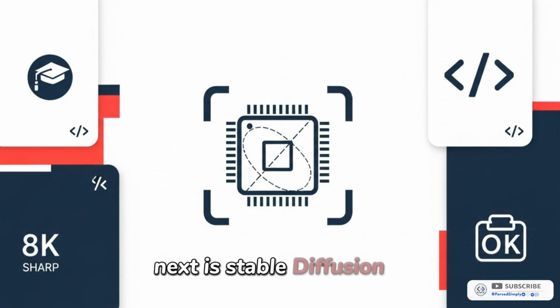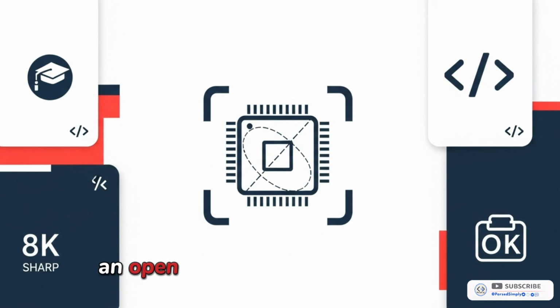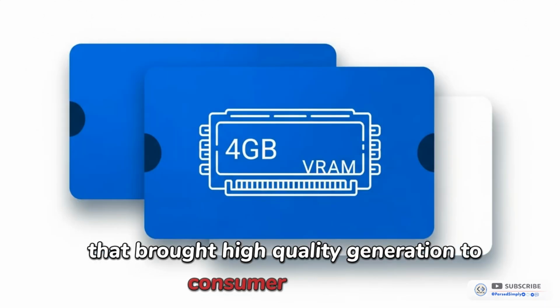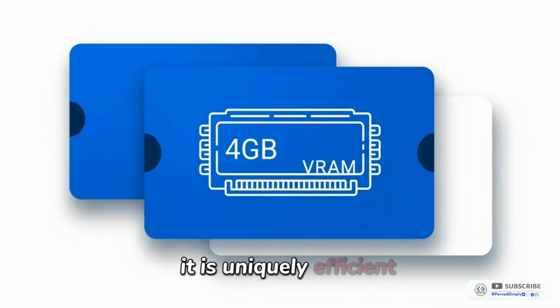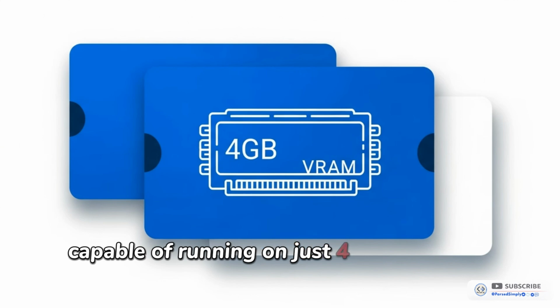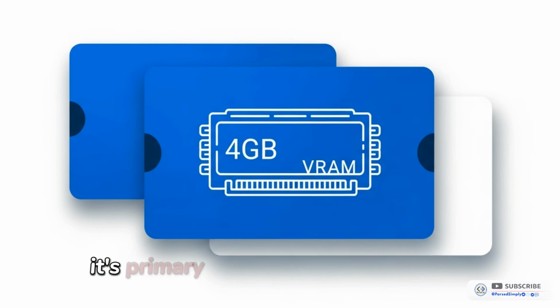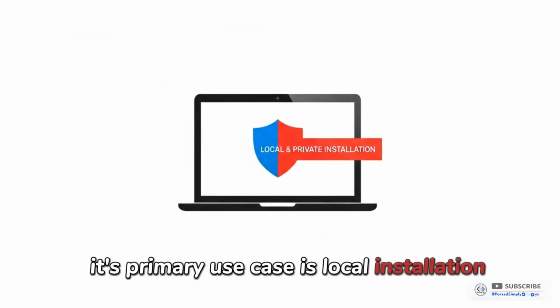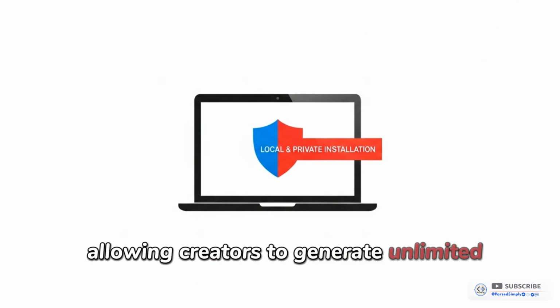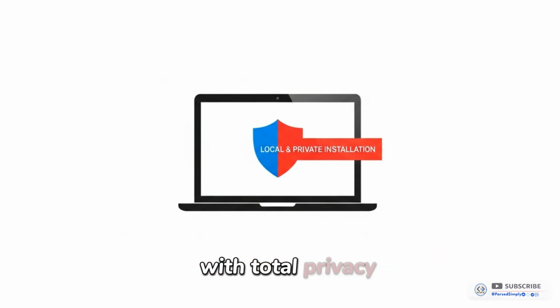Next is Stable Diffusion 1.5, an open-source latent diffusion model that brought high-quality generation to consumer hardware. It is uniquely efficient, capable of running on just 4 GB of VRAM. Its primary use case is local installation, allowing creators to generate unlimited imagery offline with total privacy.